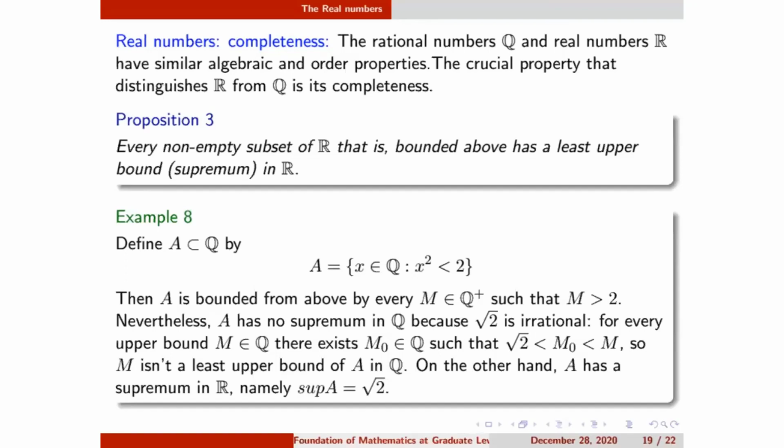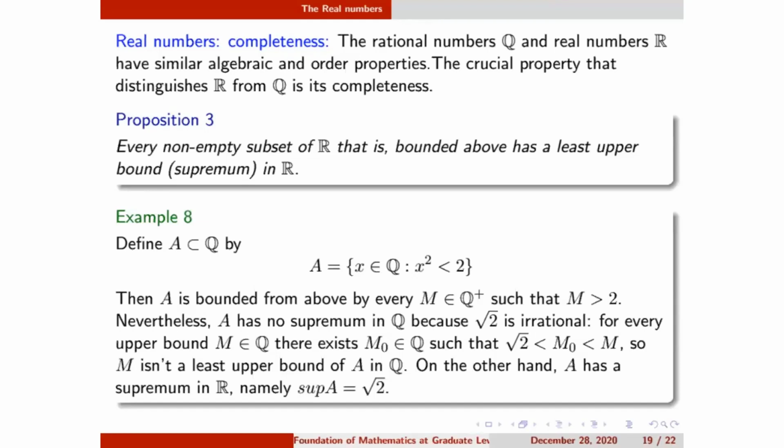So square root 2 is an irrational number, and it cannot be in a set of rational numbers. Irrational numbers are distinguished from the set of rational numbers. So square root 2 doesn't come under the set of rational numbers. So in this way, we'll say that Q is not complete. Why? The supremum of A is not in Q, but certainly the supremum of A is in the set of real numbers.